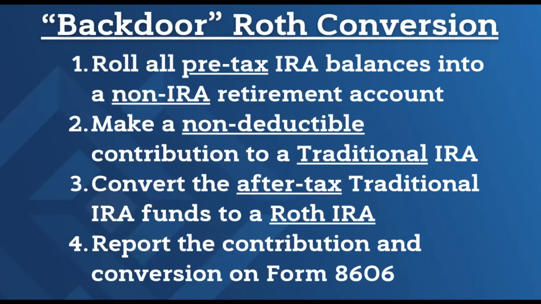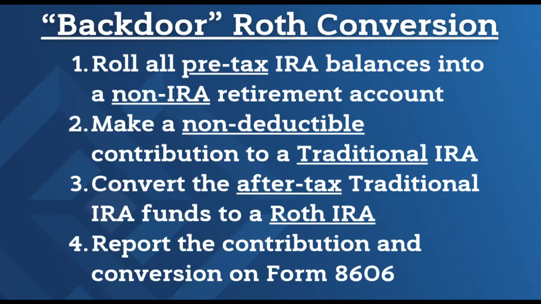Since this may be new information for you, here's the order of operations for implementing a backdoor Roth conversion. The first step is rolling all pre-tax IRA balances into a non-IRA retirement plan, such as a traditional 401k or 403b.